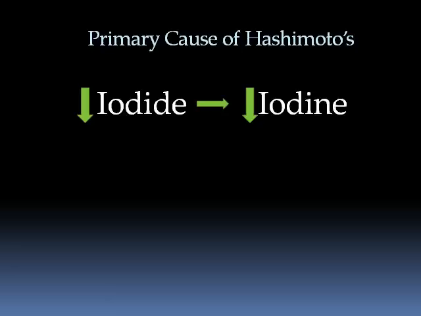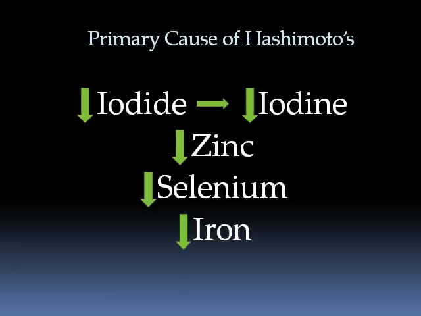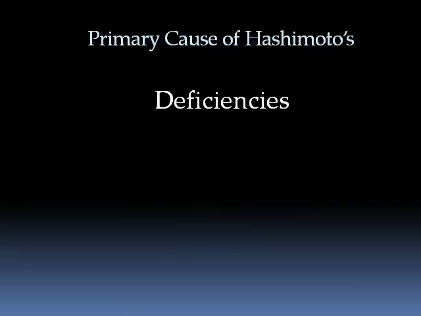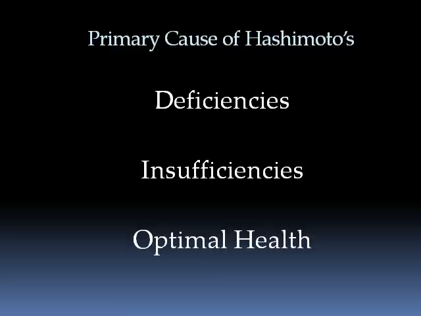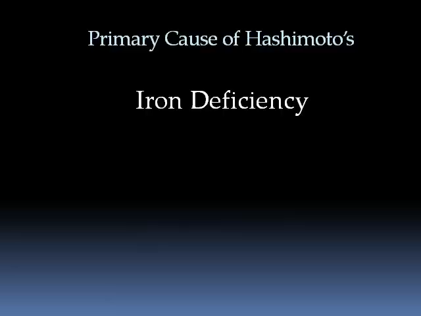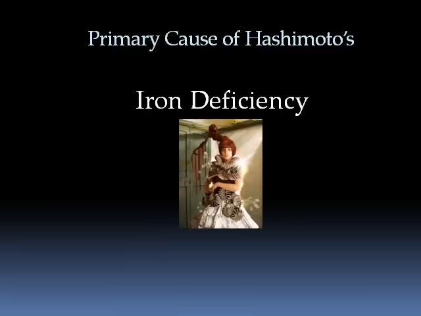Other deficiencies that can reduce the thyroid's ability to make hormones would be zinc and selenium and iron. Selenium and zinc deficiencies are not that common, but a lot of people suffer from insufficiencies. In other words, they have enough, but not really adequate amounts to help with optimizing health. Iron can be a deficiency primarily in women, of course, because of their menstrual cycle.